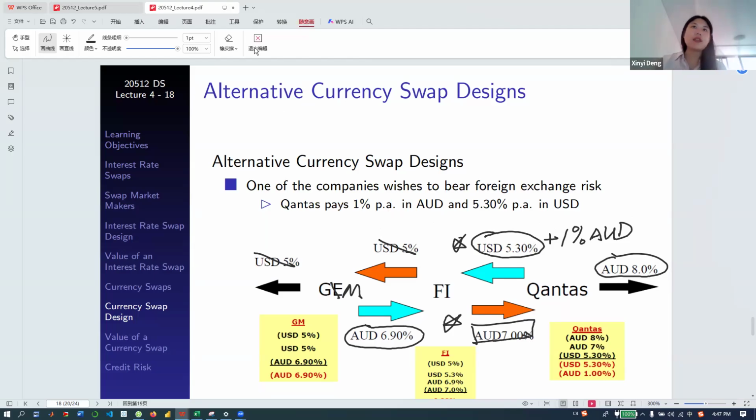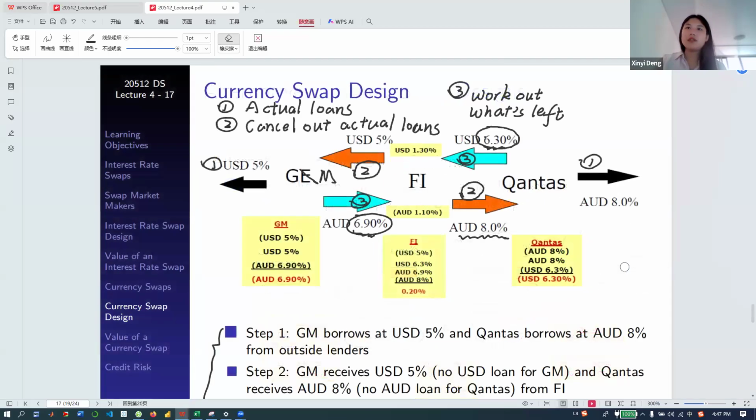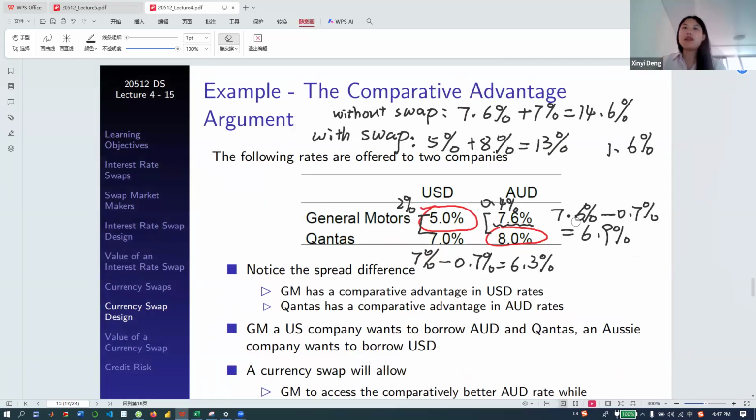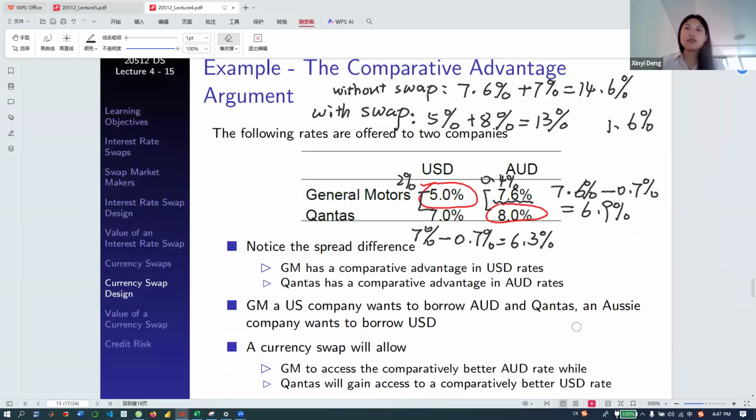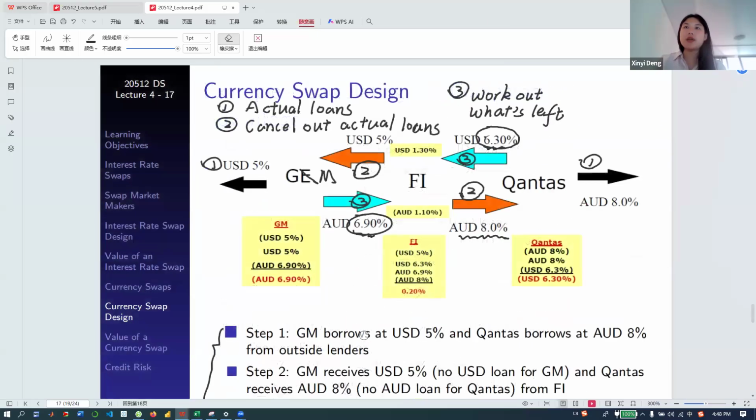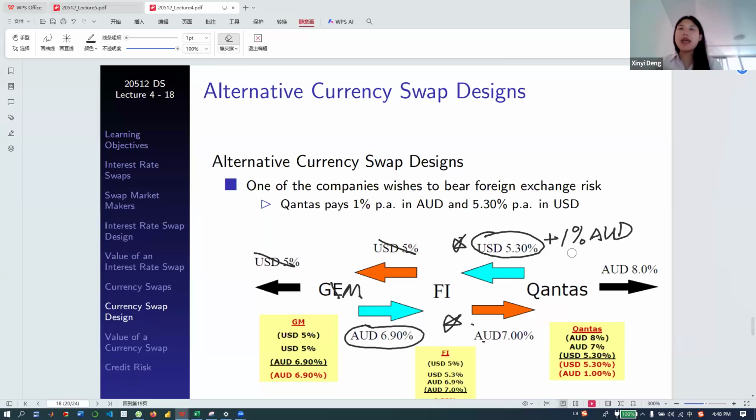So that's what Qantas is exposed to. But remember that Qantas actually only desires the exposure to USD, right? So if you go back to the table, we know that Qantas only desires exposure to USD. So here Qantas, an Aussie company, wants to borrow USD. It only wants exposure to USD, but now it has this extra exposure to AUD.